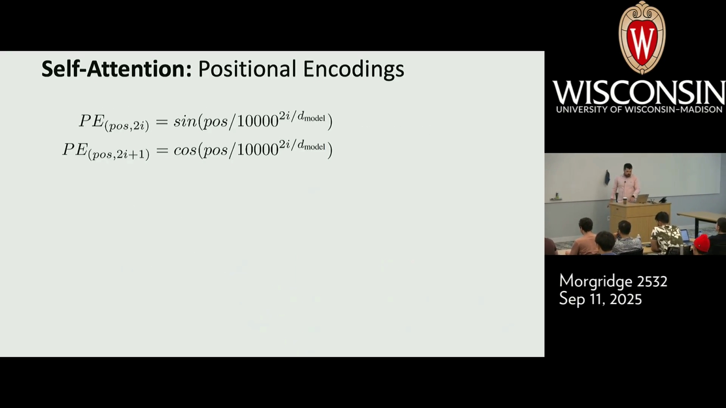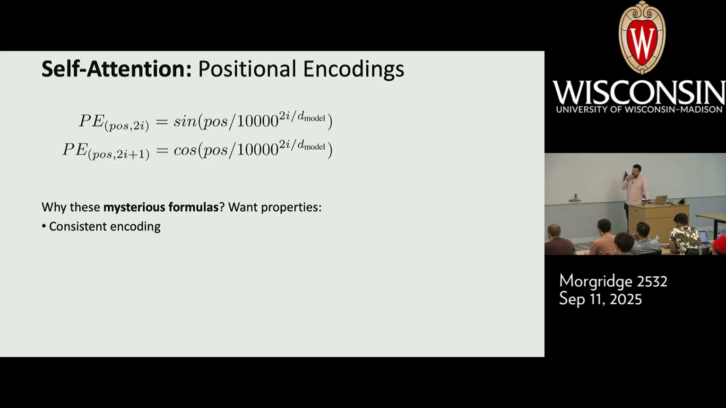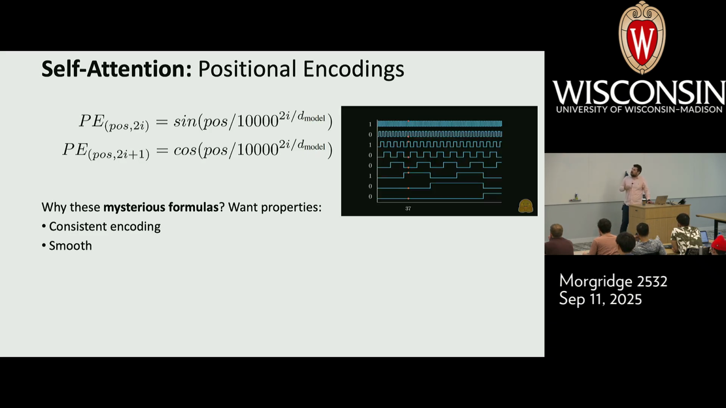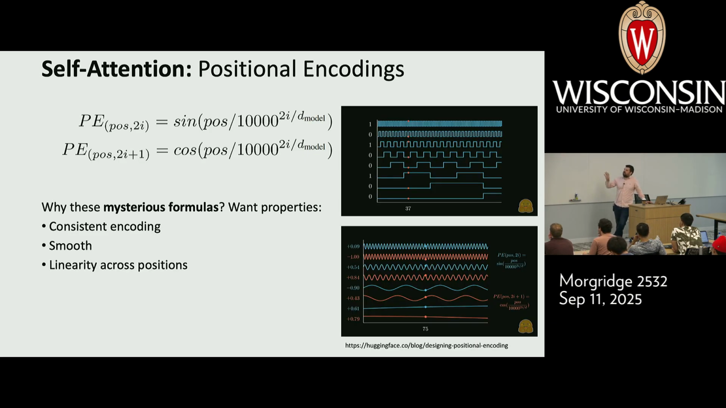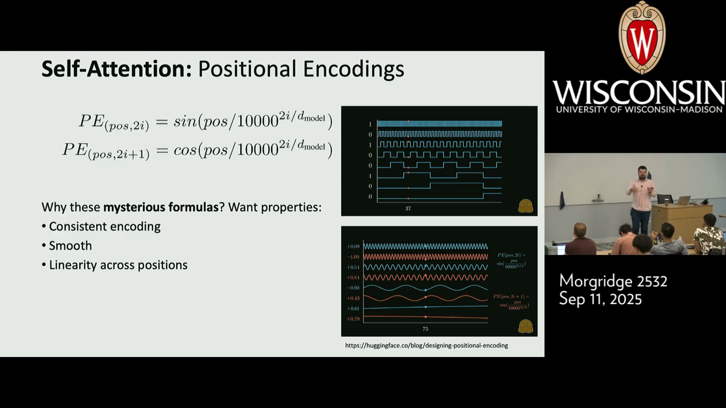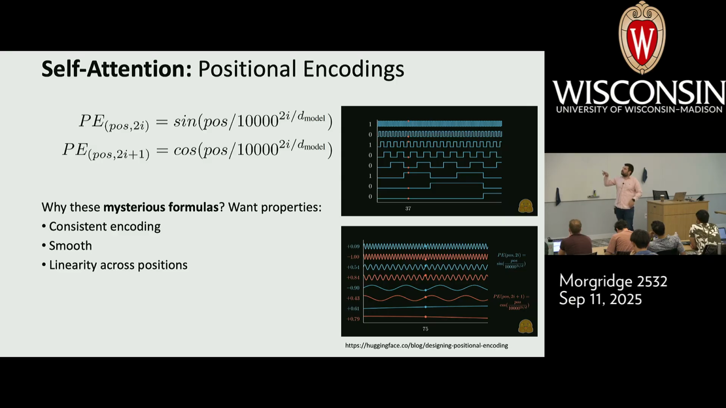OK, so here's sort of the intuition for it. We really want a bunch of things. We want consistent encoding. We always want to have exactly the same thing that we add to our embedding vectors, no matter what those vectors actually are. We want things that are smooth. It's not good if I add spikes to my model, because those are more difficult to actually optimize over. And then finally, we want something else called linearity across positions. In other words, the jump from 1 to 50 should be the same as 50 to 100. And that's really what we're doing with these formulas over there.